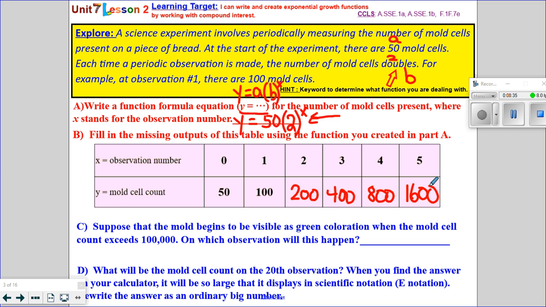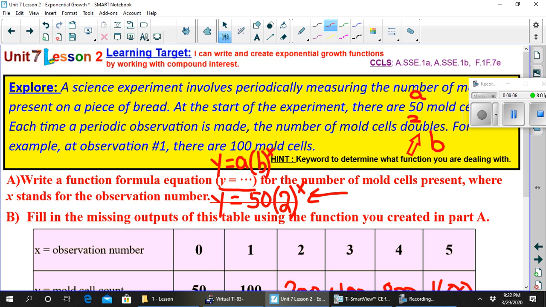All right. So yeah, that's it. So we're going to go to C because we did A and B. Suppose that the mold begins to be visible as green coloration when the mold cell count exceeds 100,000. So I'm a little confused, but anyway, mold cell count. So they're looking for when the y equals 100,000. On which observation will this happen? Well, just tell you, trusty calculator.